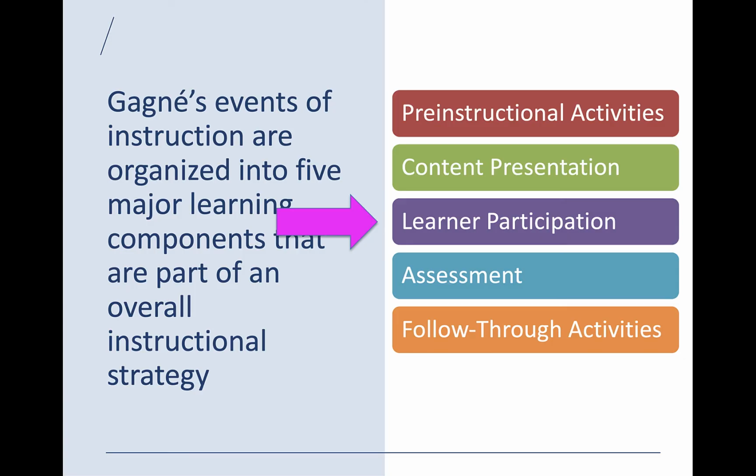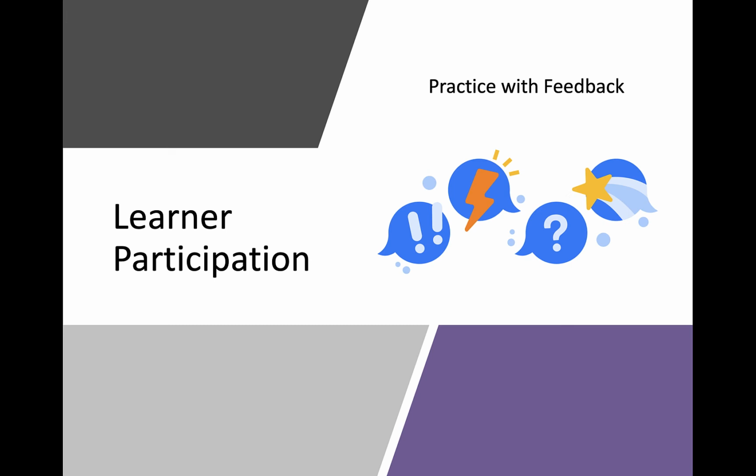Then we have learner participation. Learner participation is important because it allows the learner to see if they have learned the material well enough to go on, or if they need to go back and look at things. This is enhancing the learning process with activities that are directly relevant to the objectives and gives learners the opportunity to practice what you want them to be able to do. In other words, they're trying out the learning.